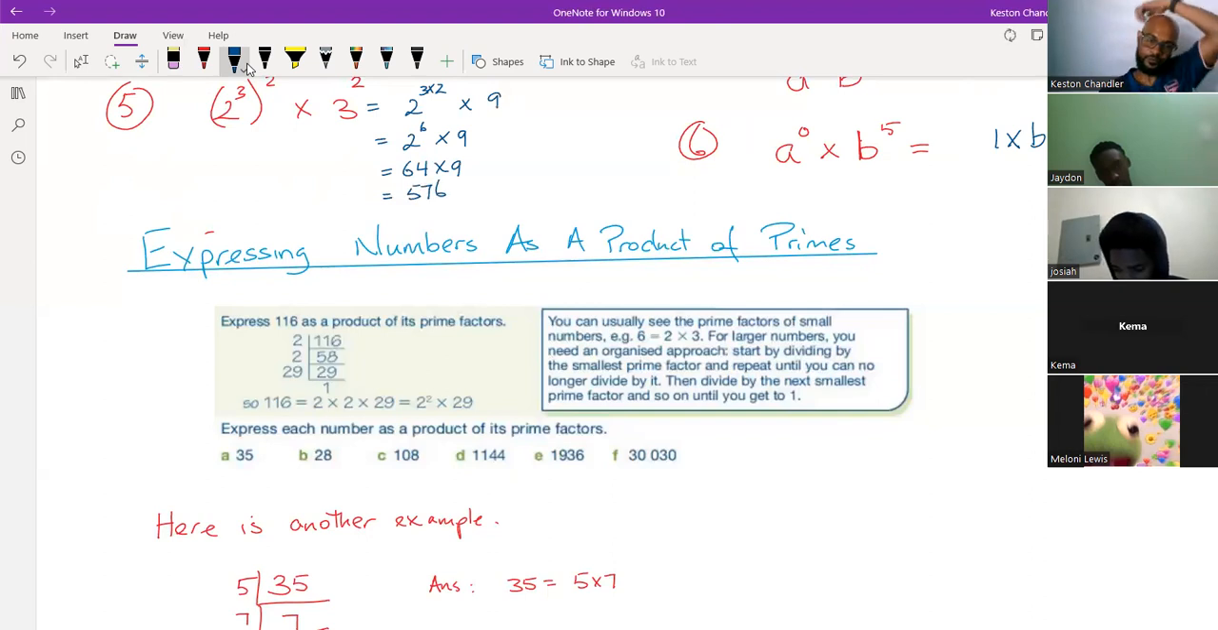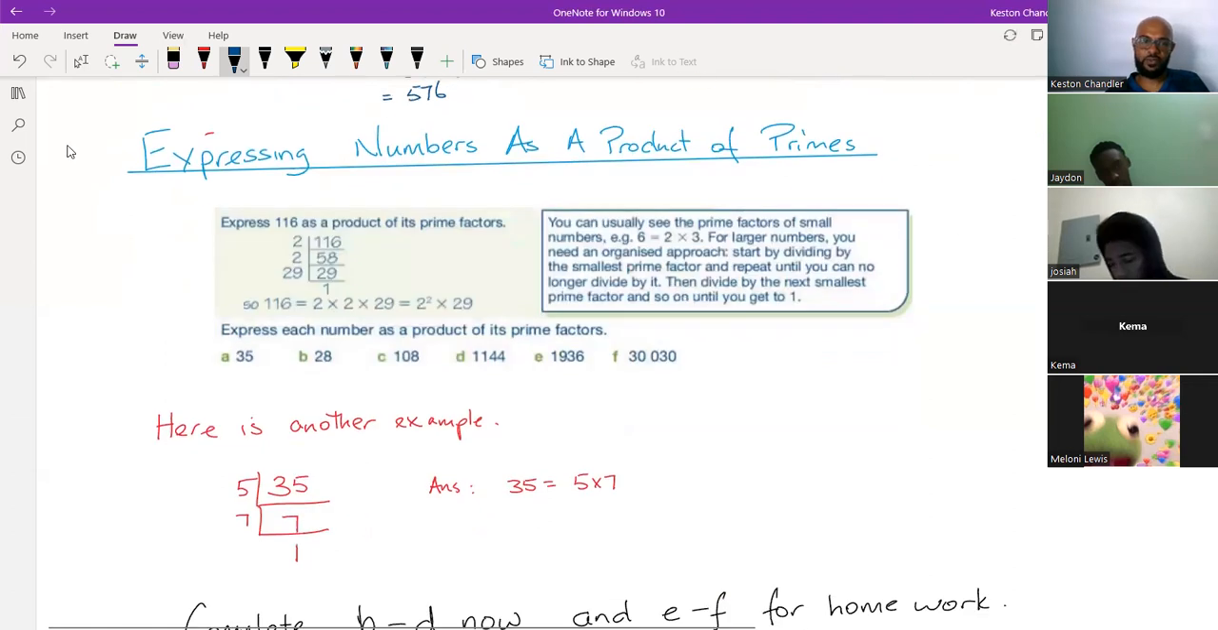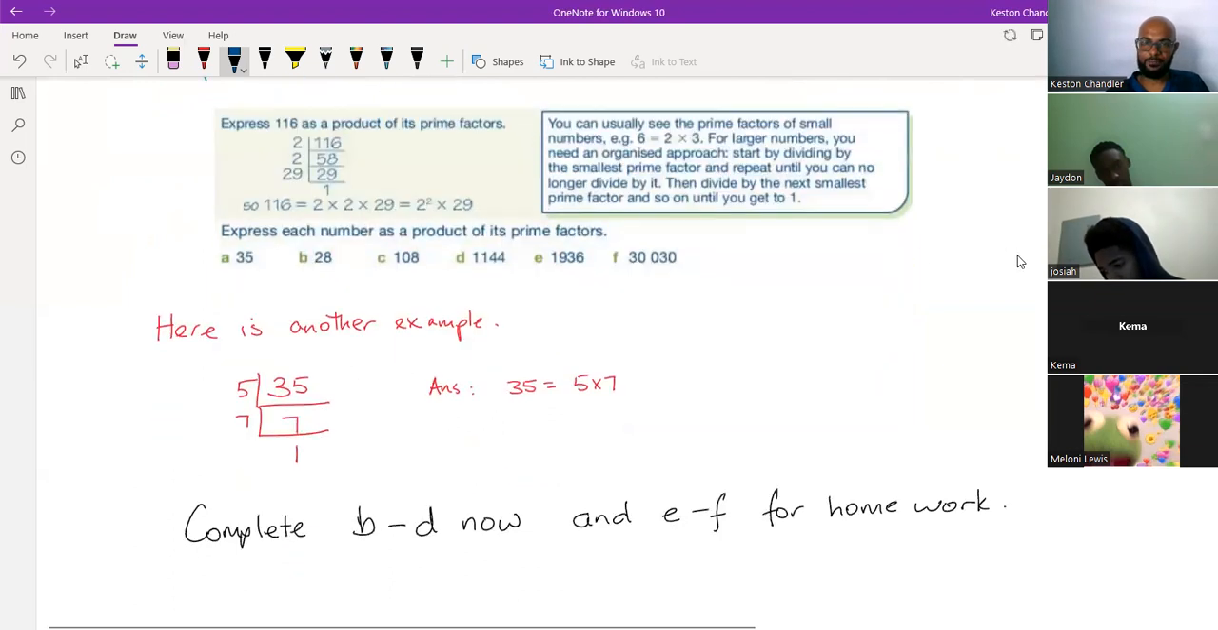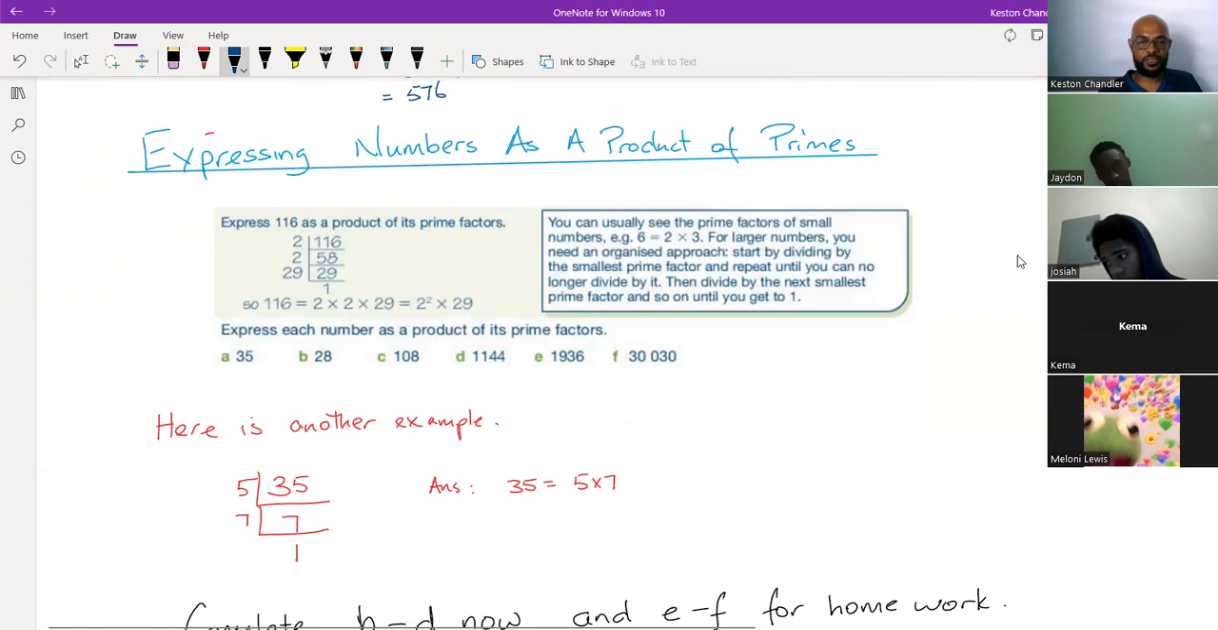Right. Good. So next you want to talk about expressing numbers as a product of primes. Again, you would have covered this at some point in maths previously, but it's a skill that you would need sometimes in algebra as well. So we're still going to talk about it again. So we have: express 116 as a product of its primes.